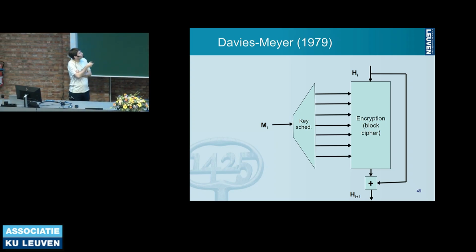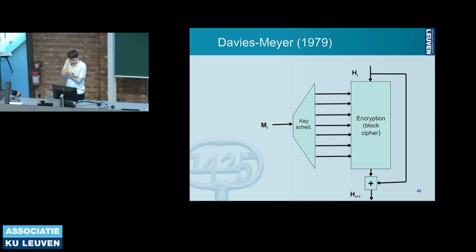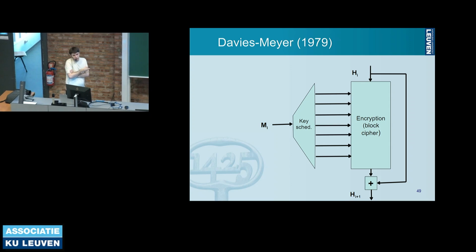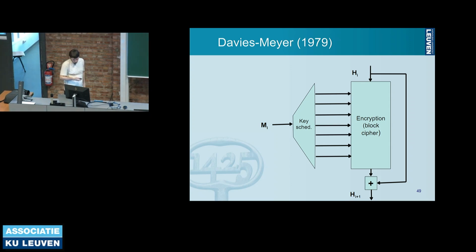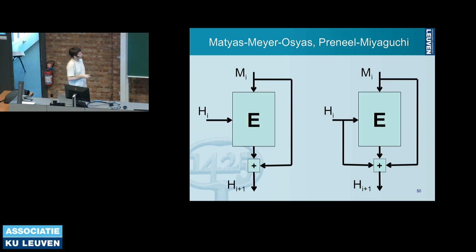And then to make this non-invertible, because if you know this, you can compute back. So to prevent this, you do a feed forward. So that's the Davies-Meyer construction. There are also some other variants that you could think of.